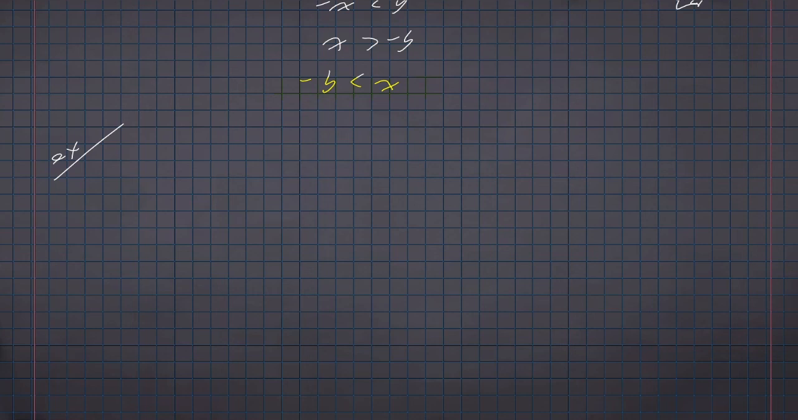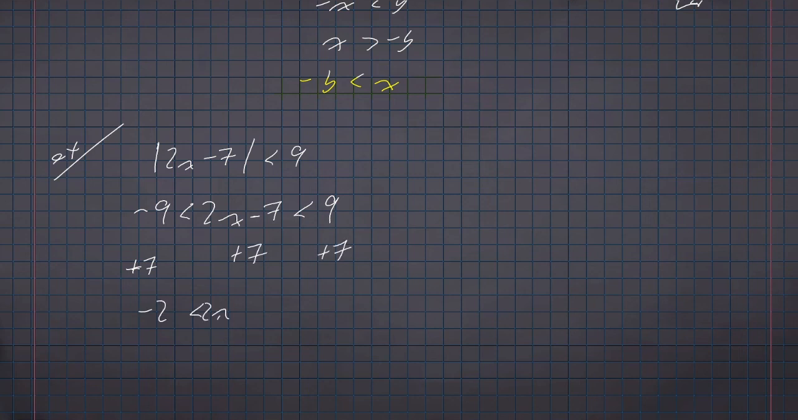So for example, if we have an absolute value inequality, like the absolute value of 2x minus 7 is less than 9, then we can rewrite this as a three-piece inequality. Negative 9 is less than 2x minus 7 is less than 9, and then solve it the same way we solved the three-piece inequality we saw not too long ago. Add 7 to all three spots. So let's add 7 here, and add 7 here, and add 7 there, to get that negative 2 is less than 2x is less than 16, and divide by 2 in all three spots to get that negative 1 is less than x is less than 8.